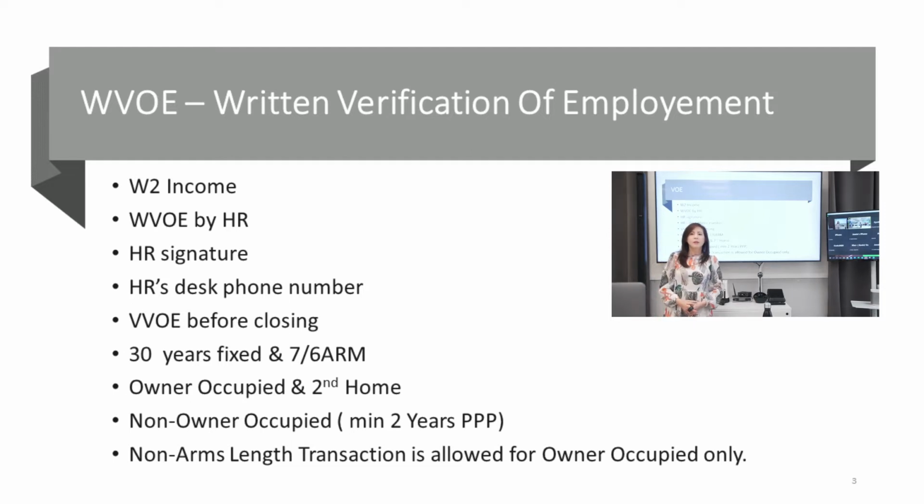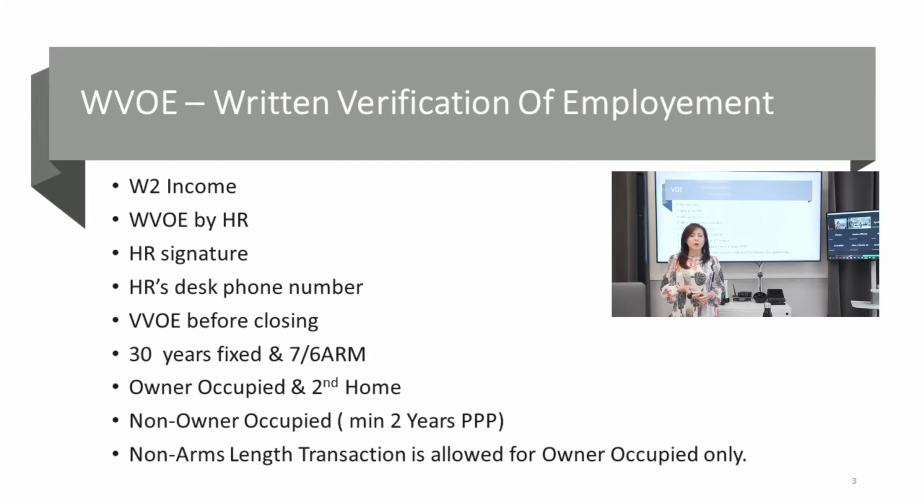Okay. So in the VOE form, they ask for the HR desk phone number, not a cell phone. During the time of the pandemic, it was really hard to get this done because most of the people worked from home. So it was a lot harder than now. Now people are going back to work. Okay.